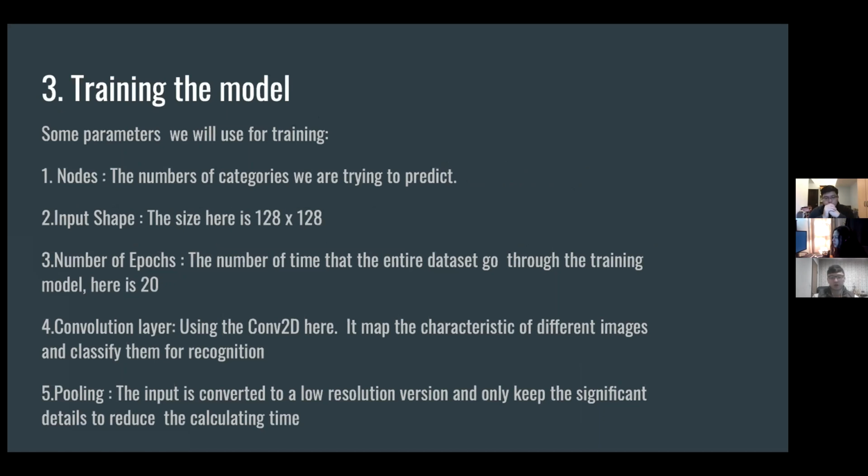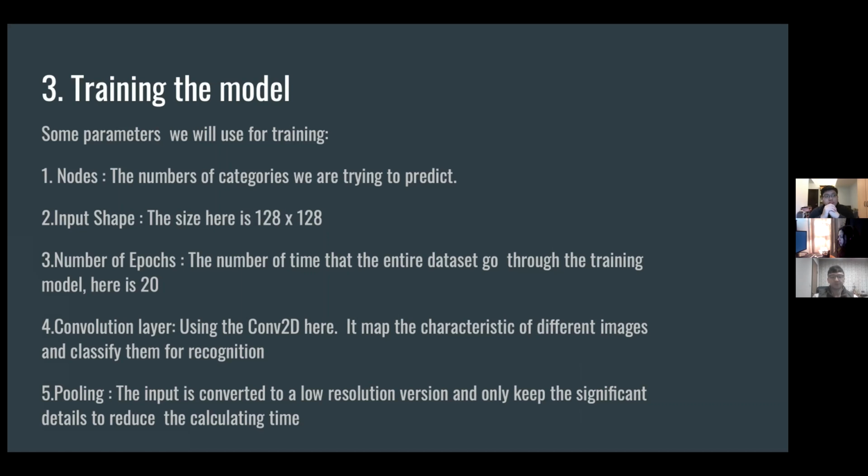Okay, so now I have the dataset, and now I'm going to focus on the training model. There are some parameters we'll use for the training. The first one is nodes, which is the number of categories we are trying to predict, and in this case it is 8. The second is the input shape. Our picture size is 128 by 128. The third one is the epochs, the number of times that our entire data set will go through the training model. Here I trained for 20 epochs, and the overall accuracy after that is 99%, which is very high.